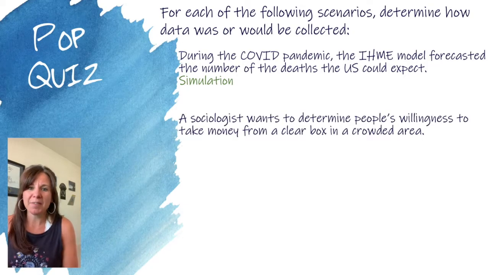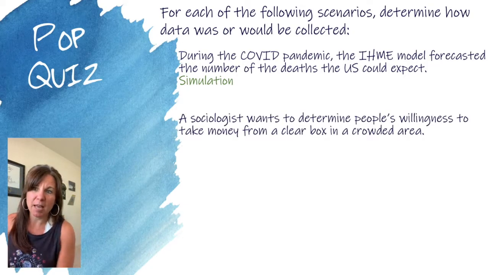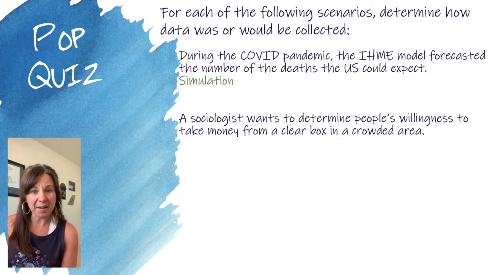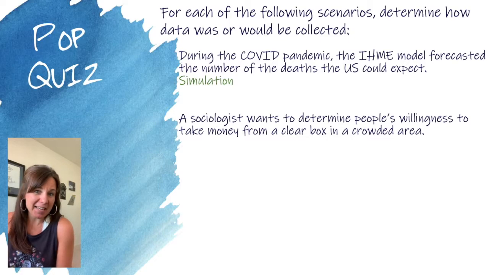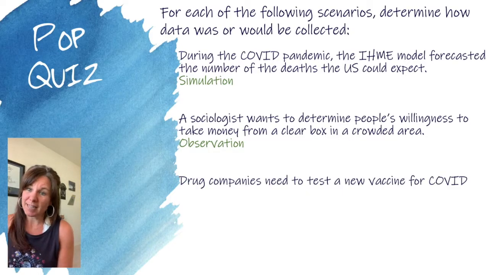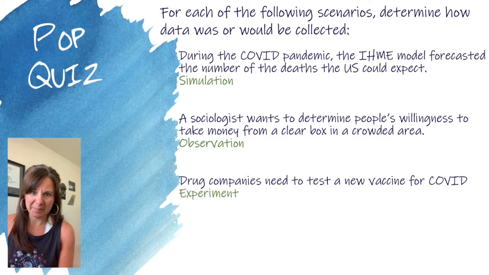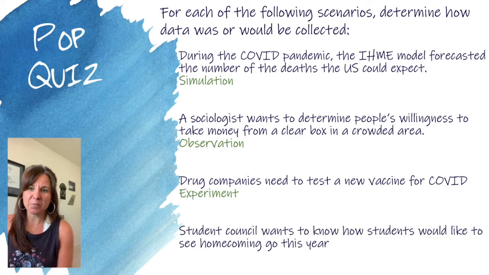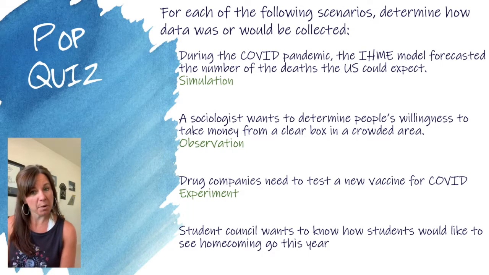Okay, what about this one? A sociologist wants to determine people's willingness to take money from a clear box in a crowded area. And this has been done before. How did they get the results? That was just an observational study, just watching and learning about people's behavior. Drug companies want to test a new vaccine for COVID. That will definitely be an experiment. And then what about student council wants to know how students would like to see homecoming go this year? Best way to get results from that would be a survey.